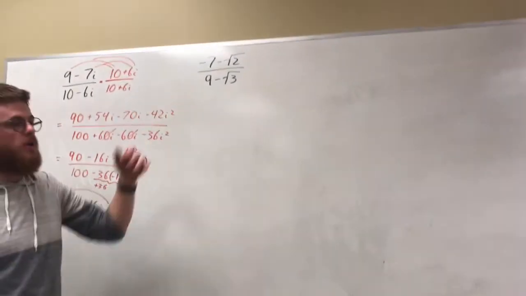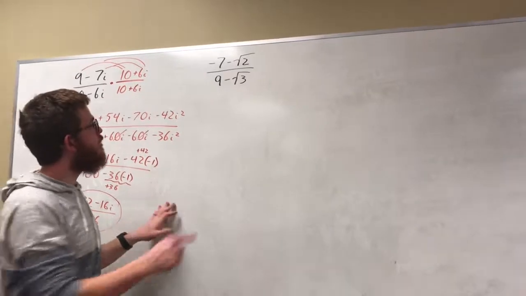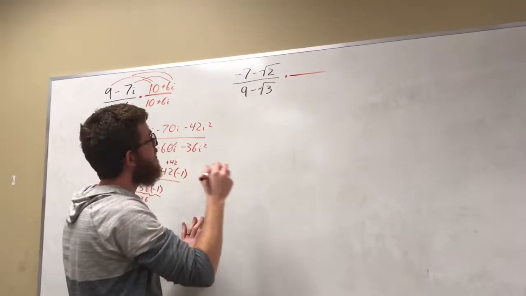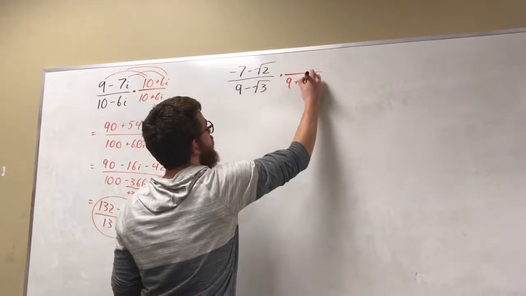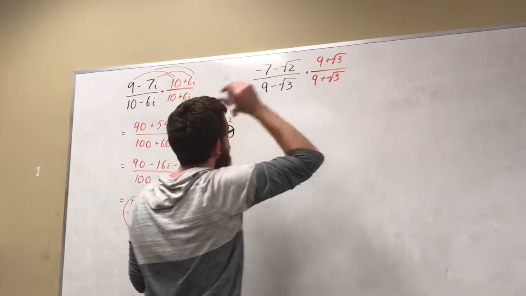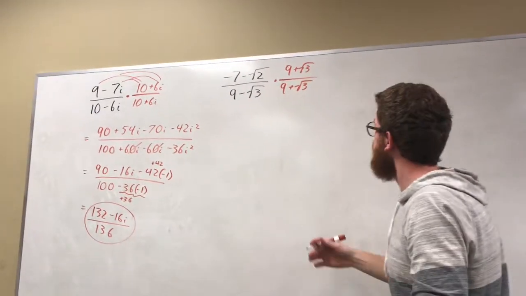Over here again, we want to get rid of this using our conjugate of the denominator, because we do not want a root in the denominator. So I'm going to multiply the top and the bottom by 9 plus the square root of 3. And I distribute just like normal.